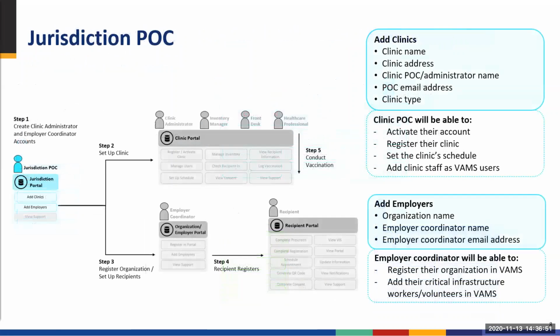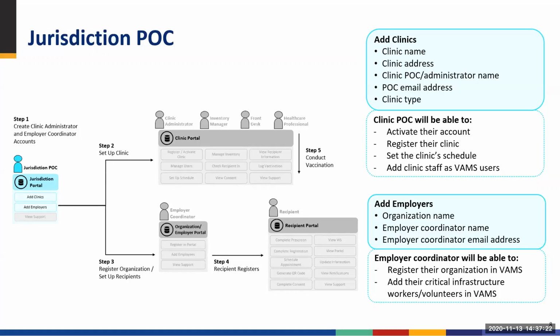Next slide, please. So now that we've reviewed the VAMS workflow, let's get started with our demo. Today, I will be serving as Kim Jones, the jurisdiction point of contact for the state of Michigan. As a jurisdiction point of contact, I was added in VAMS by CDC and received a registration email from vams@cdc.gov. So as I said, the first step for everyone to begin using VAMS is for me, the jurisdiction point of contact, to add clinics and employers in VAMS.